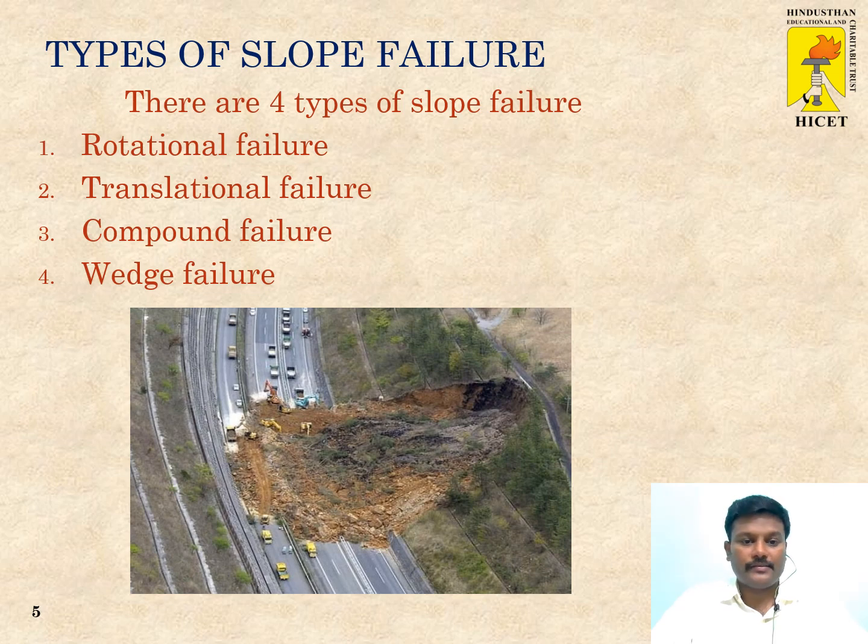Types of slope failure. There are four types of slope failure. First one, rotational failure. Second one, translational failure. Third, compound failure. Fourth one is wedge failure.